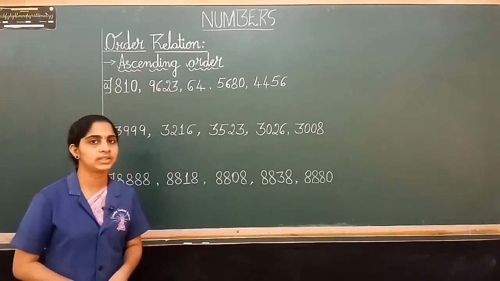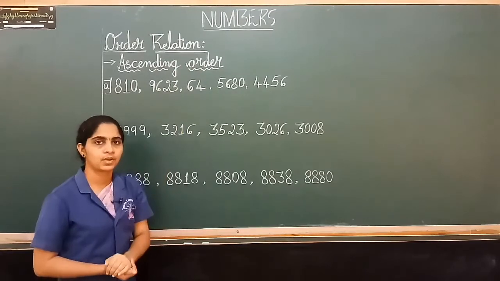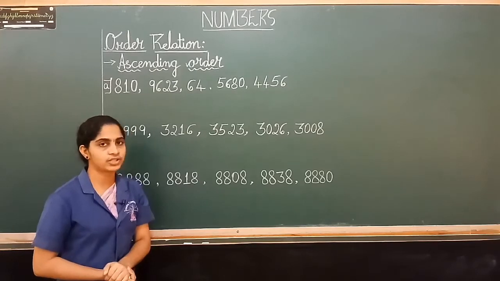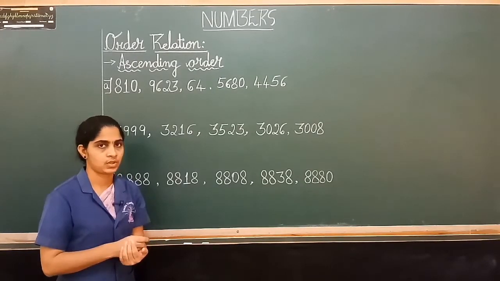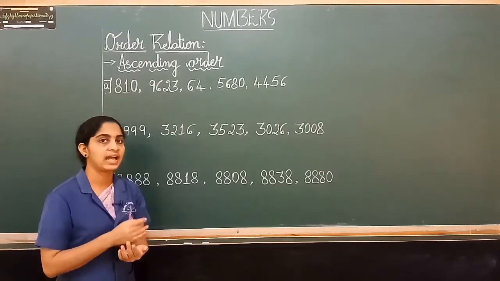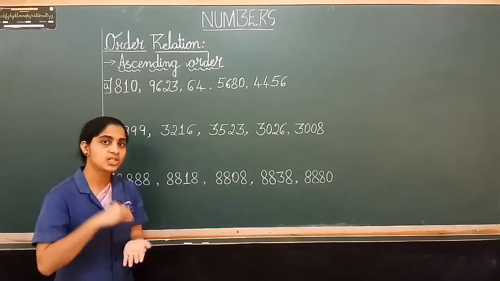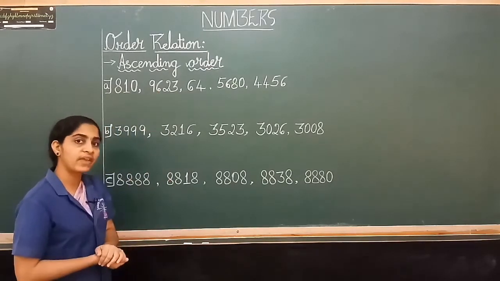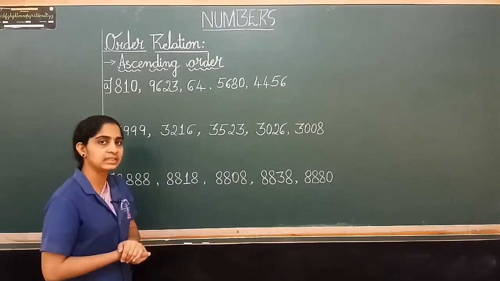Now we are going to learn one more concept, that is ascending order. What do you mean by ascending order? Ascending order is nothing but arranging the numbers from smaller to greater. So what is ascending order? Ascending order means arranging the numbers from smaller to greater. So here are the numbers. We have to arrange these numbers from smaller to greater number.